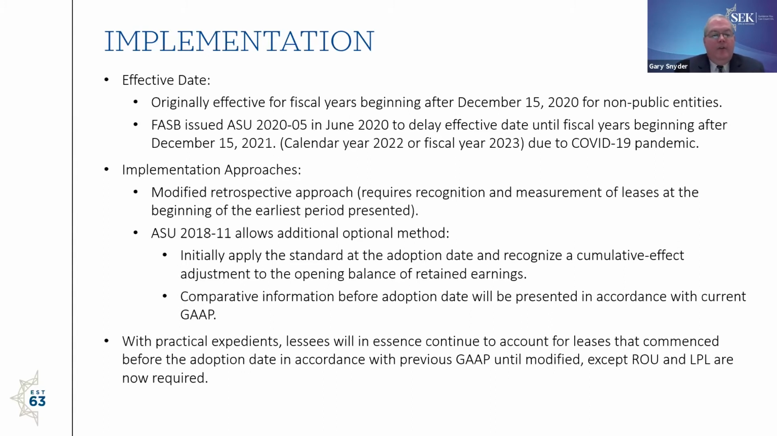So in essence, with all these practical expedients, the lessees are basically just going to continue to account for the leases in the same manner you have done under current GAAP until they're modified. The only difference is you're going to have your asset and liability on the balance sheet. If you have operating leases, they're going to continue to be operating leases until a modification happens or until you enter a new lease. And then you need to sit down and evaluate those on a case-by-case basis as they happen going forward. So again, it was just to get things on the balance sheet for this transition and then make sure they're accounted for appropriately going forward.